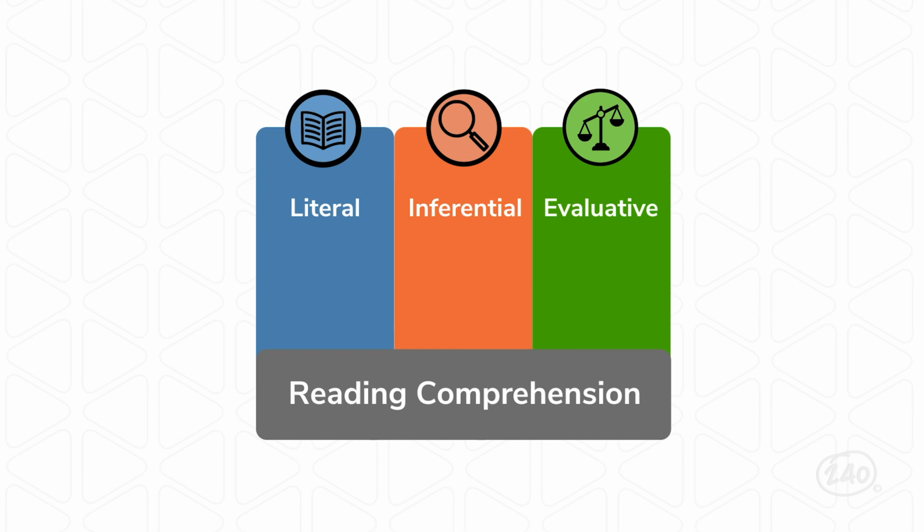To build literal comprehension, work on things like summarizing and identifying plot elements like setting. For inferential comprehension, help students recognize cause and effect relationships and make predictions. To develop evaluative comprehension, model metacognition, and help students make opinions about text.